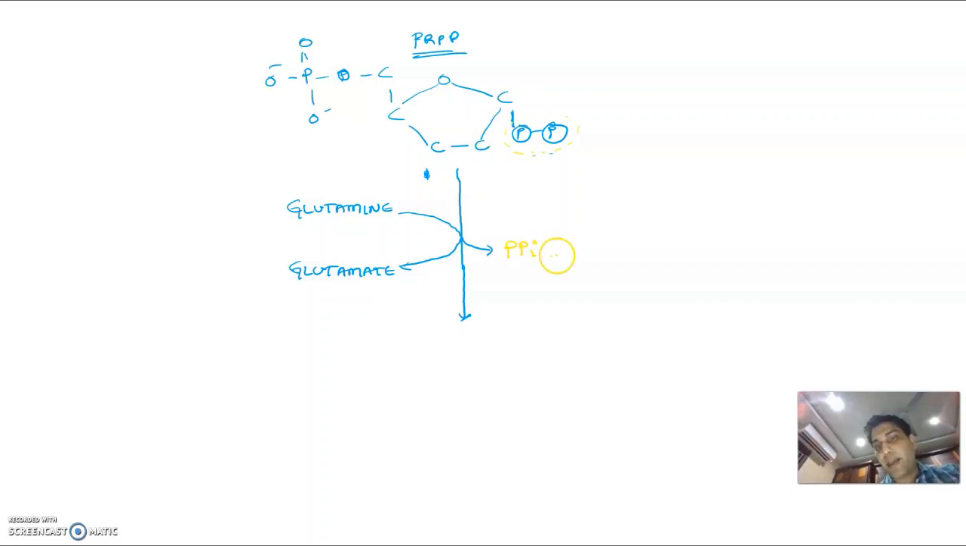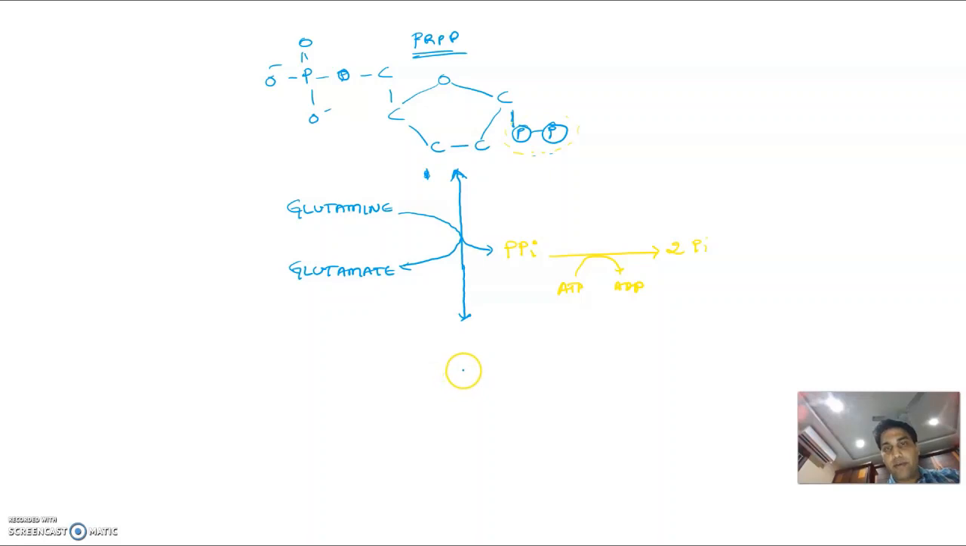Now this PPi is broken down to 2Pi so that this reaction can proceed forwards only, and this step requires an ATP molecule. Basically, this step wherein PRPP takes an amino group from glutamine is totally reversible, but because the PPi is broken down into two inorganic phosphates, this reaction will go forwards only.